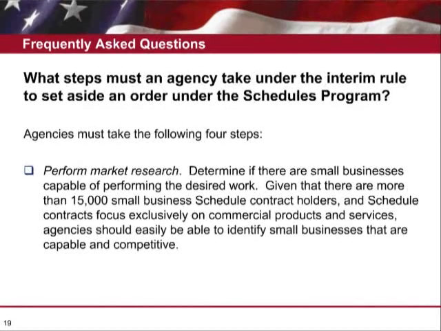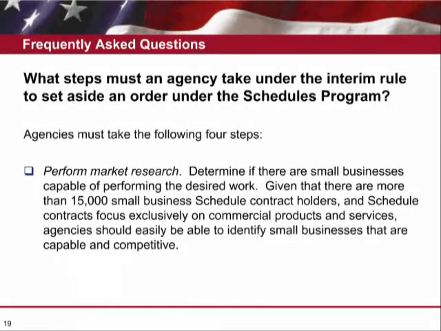Alright, so next question is, what steps must an agency take under this FAR rule to set aside an order under the Schedules program? And there's basically 4 steps, the first of which is perform market research. Market research needs to be done to see if there are small businesses capable of performing the desired work.